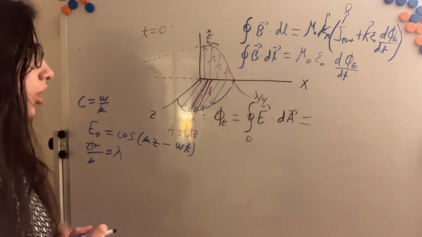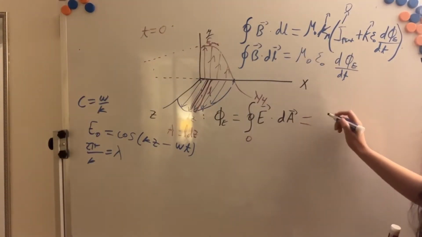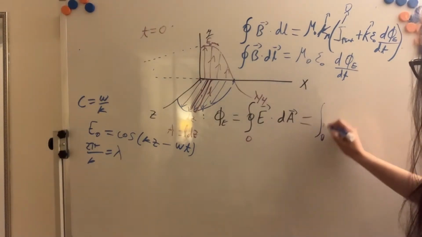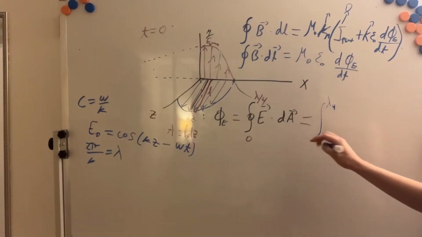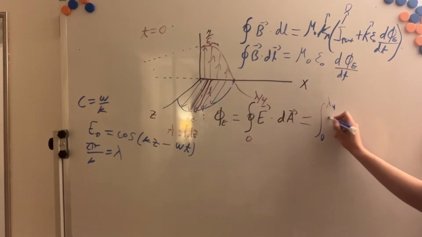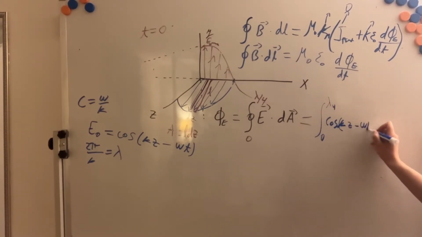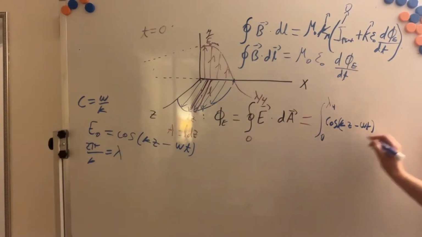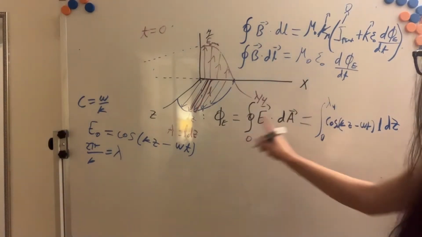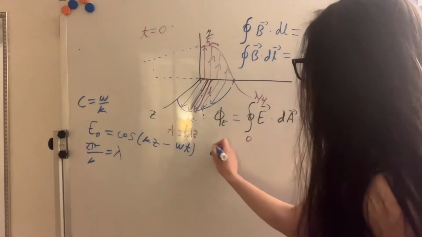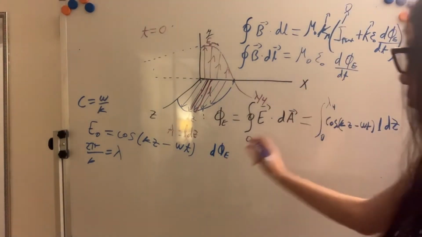Alright, so here the electric flux would be the integral from 0 to lambda over 4 of the electric field, cosine of kz minus omega t, and the area is L dz. So now we will take the derivative of the electric flux.